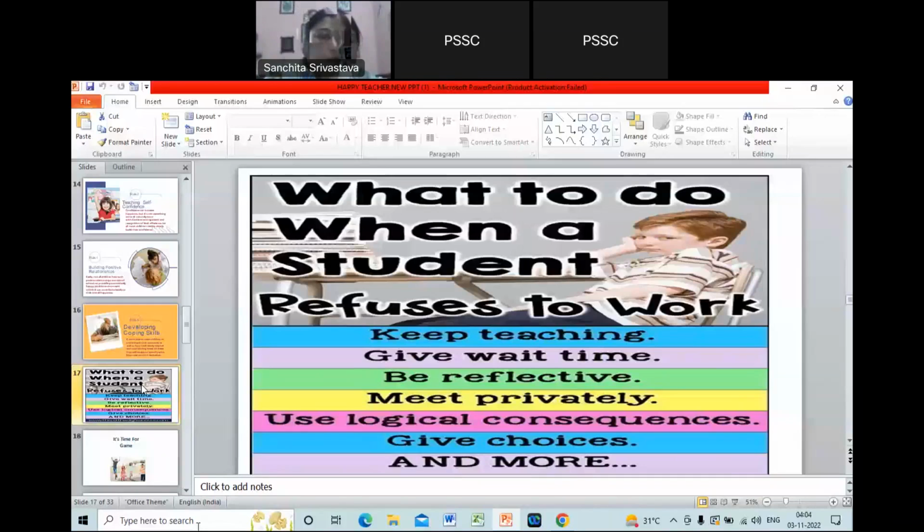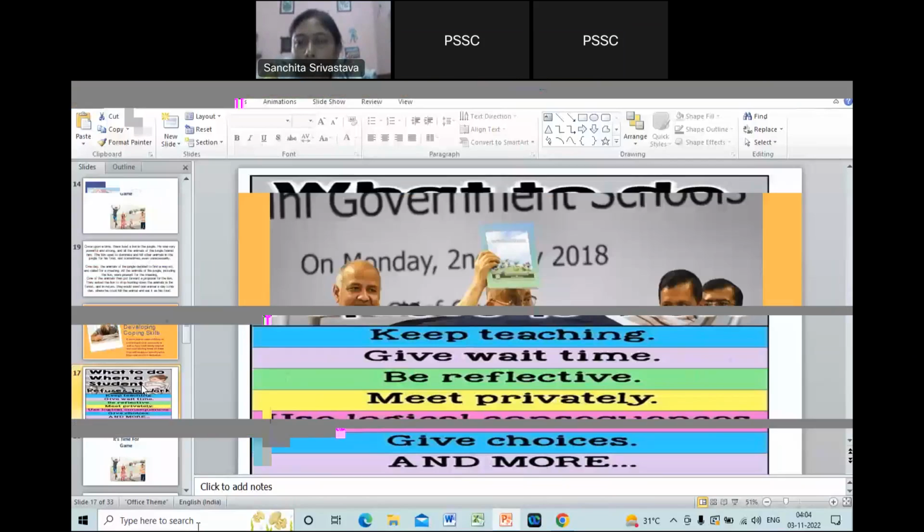Now here, you just see the slide. What you see in front of you is the Dalai Lama along with Mr. Kejriwal, and they are holding a book with them. In that book it is written Happy Curriculum.